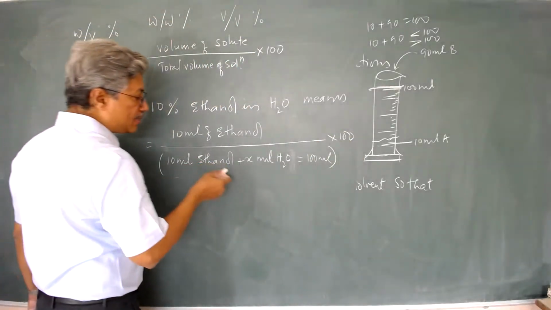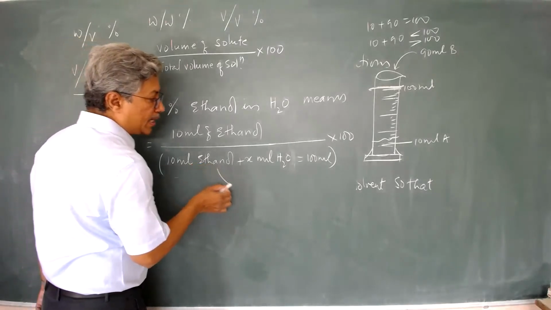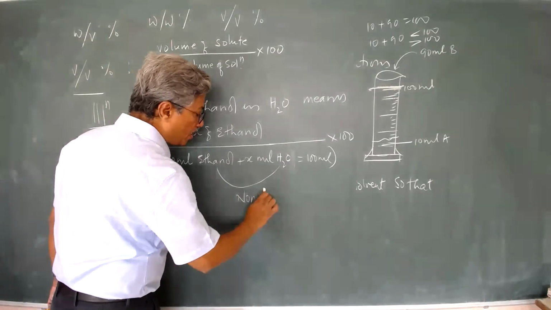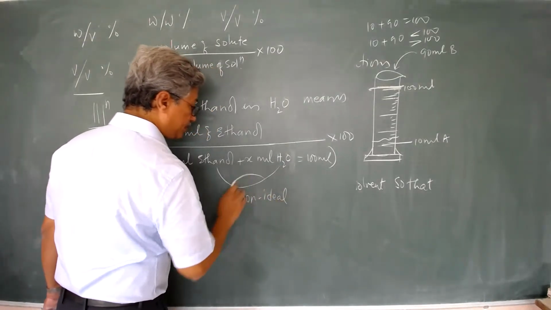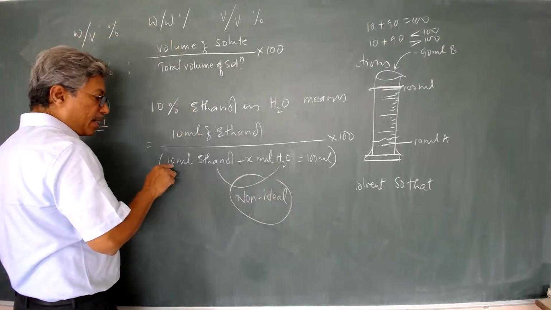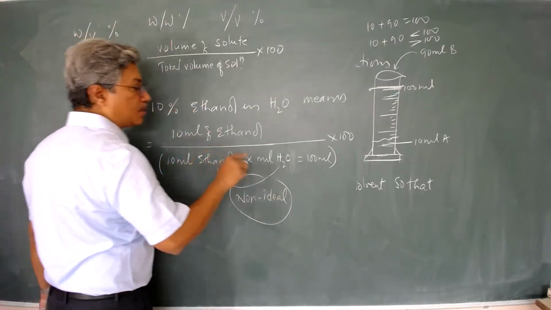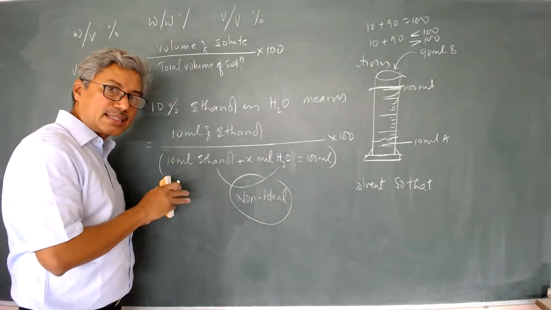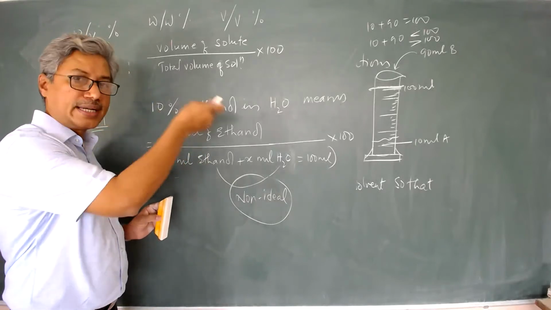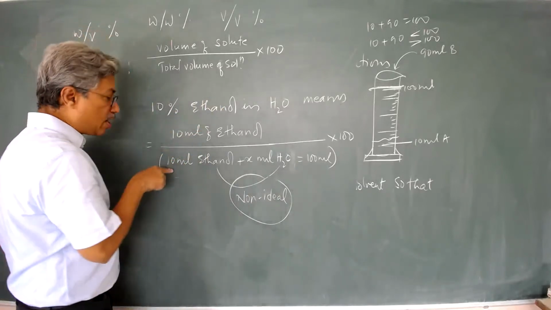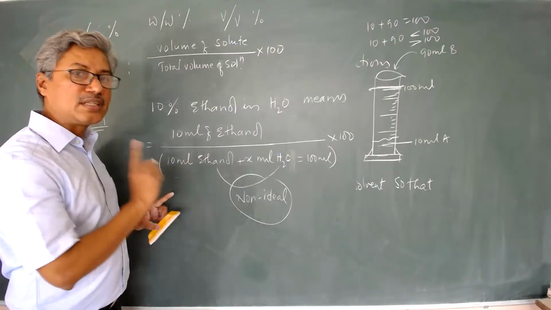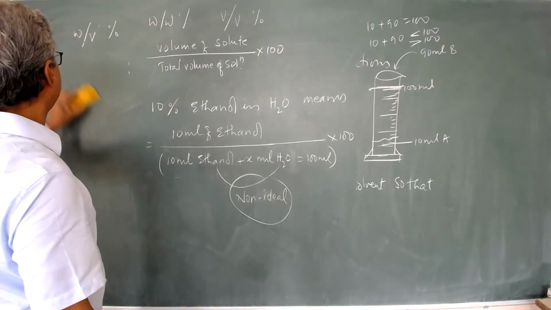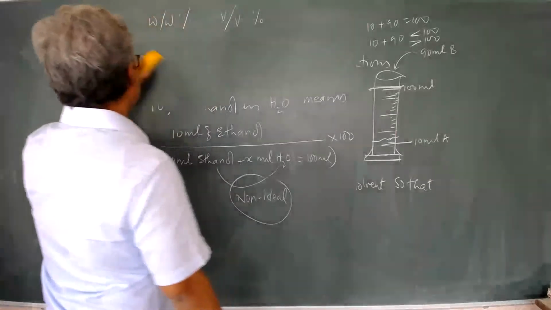Why have we done it like this? When ethanol is mixed with water, it will definitely form a non-ideal solution. That is why for 10 ml, if you mix 90 ml of water, the total volume will not be 100. It will be either more or less. Whether it is more or less will be clear in due course of time. Is it clear, students? Therefore, in the denominator, what must be there? Total volume of the solution. Clear? Okay.